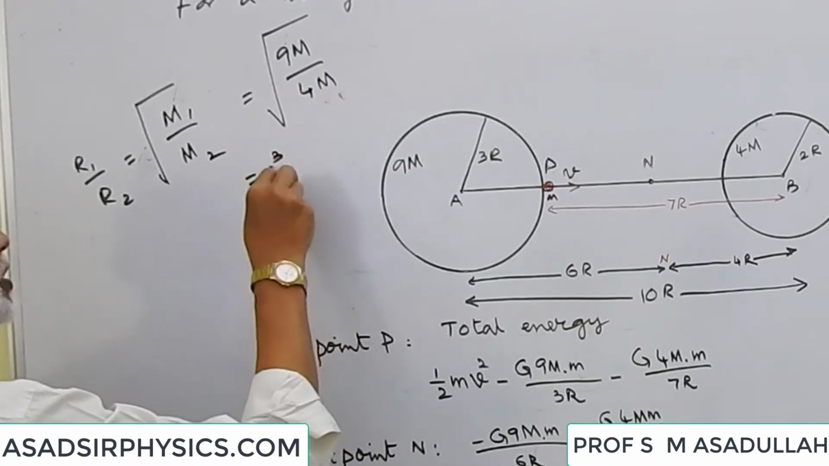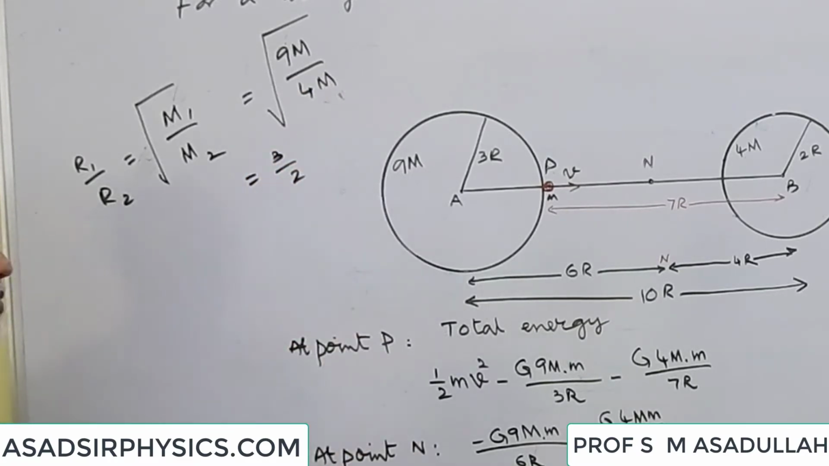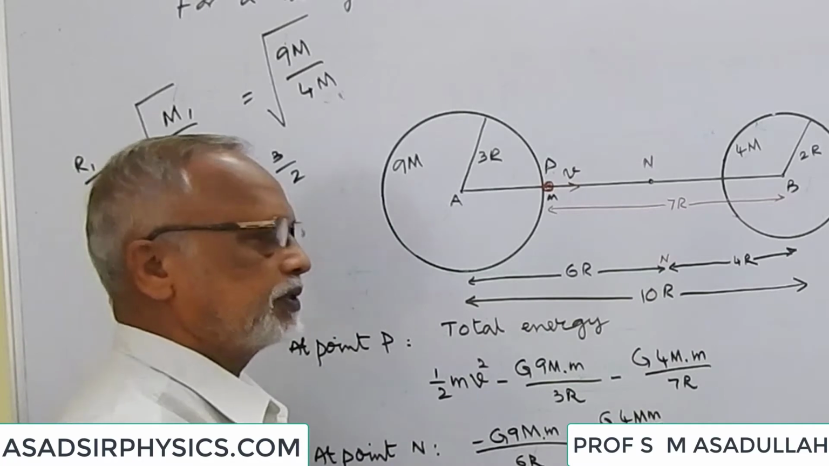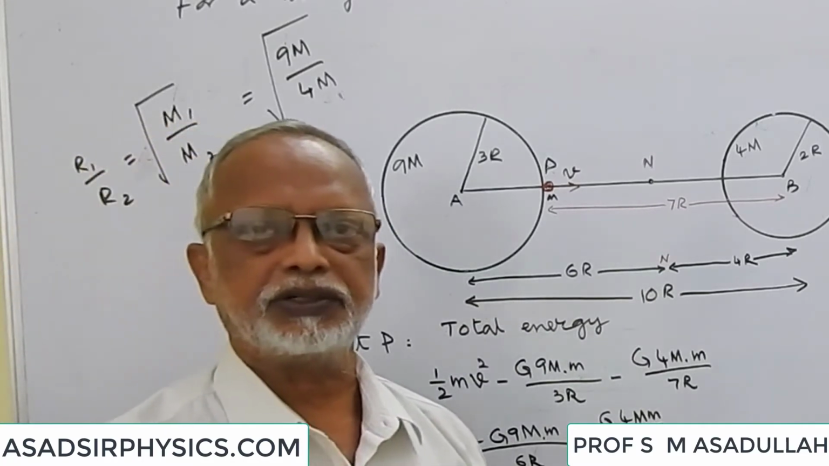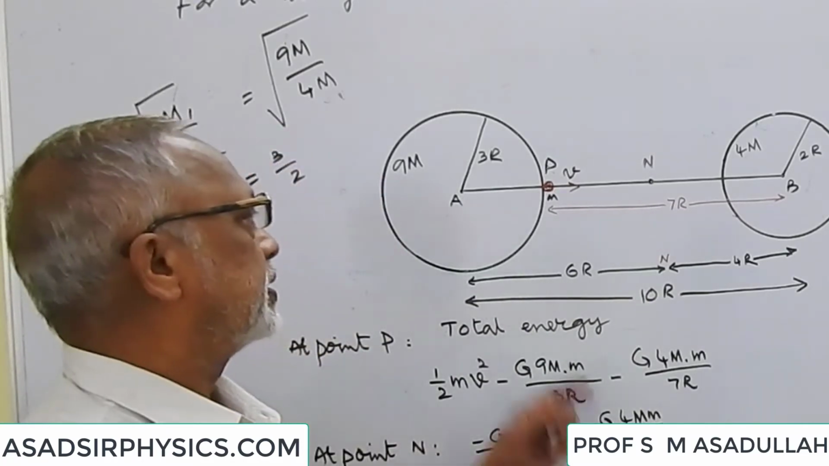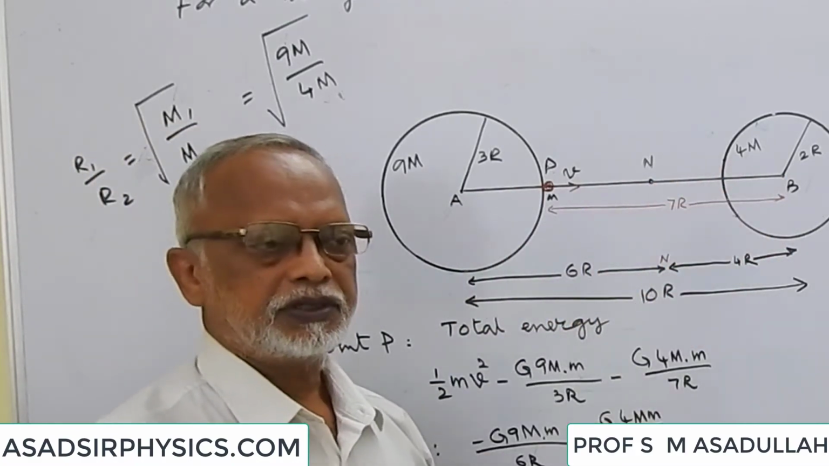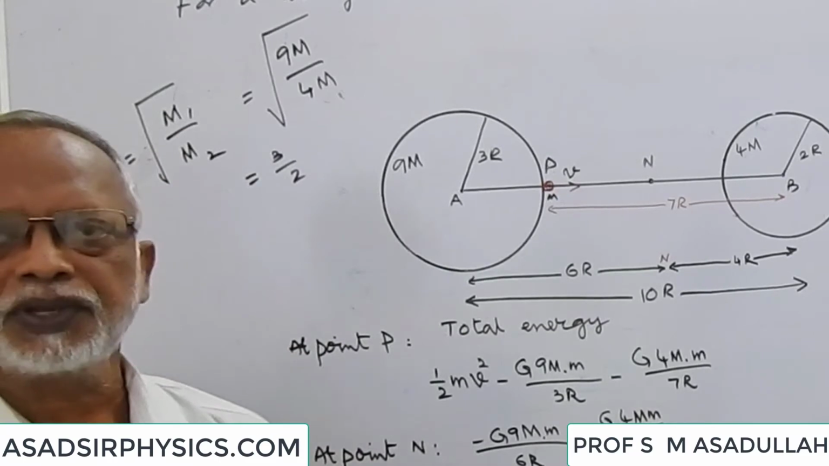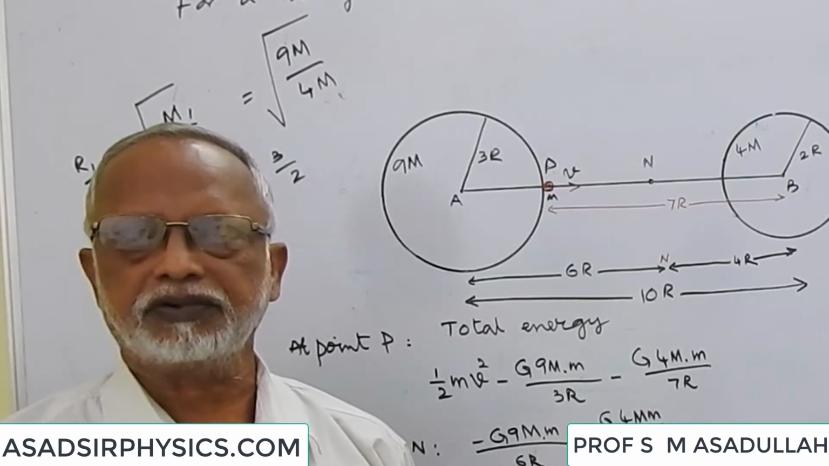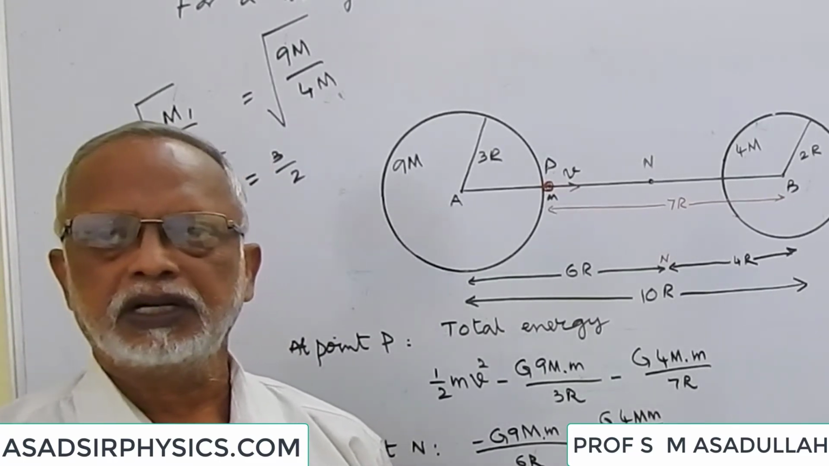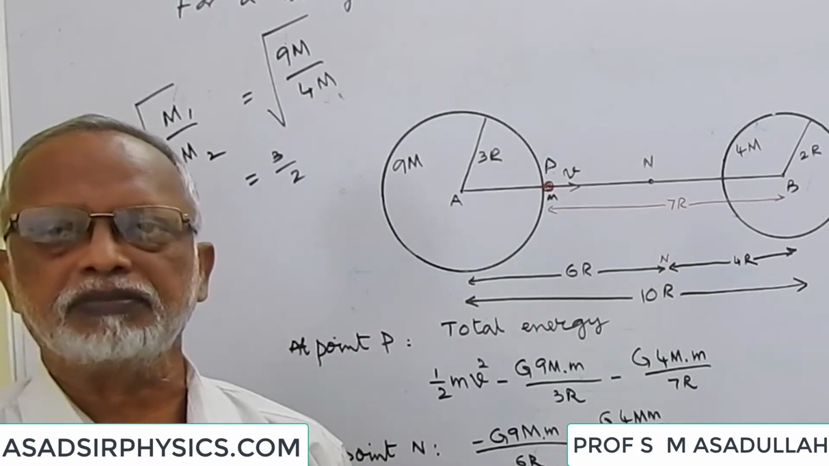This will give you 3 by 2. The total distance 10r should be divided in the ratio 3:2. That is, from here it is 6r, from here it is 4r. So the neutral point is at a distance 6r from the center of A and at a distance 4r from the center of B.